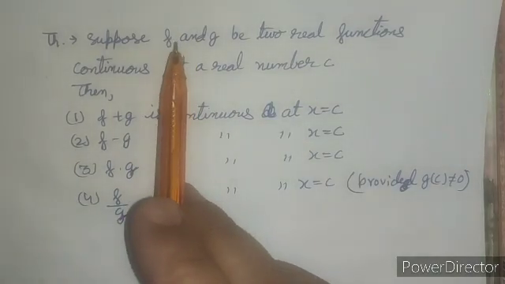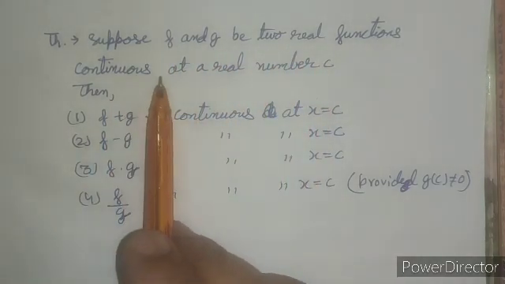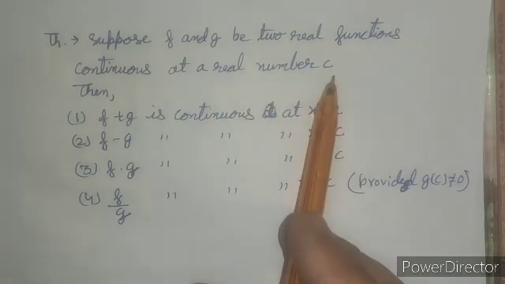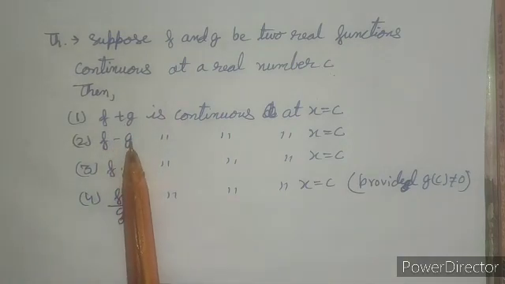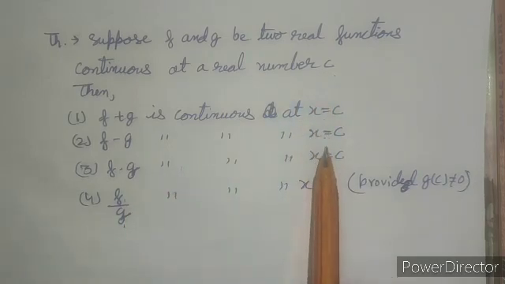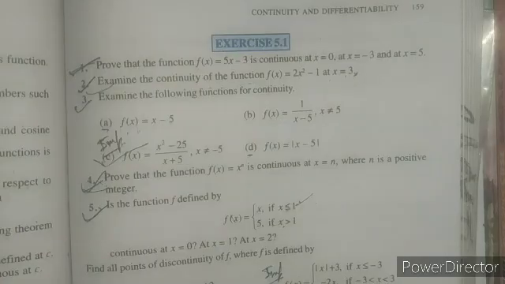Now for any two functions, suppose f and g are two real functions which are continuous at the real number c, then the sum, difference, product and ratio of the functions are always continuous at x equal to c. In case of the ratio, f upon g will be continuous, but g(c) should not be equal to 0. Now we will solve a few questions of exercise 5.1.